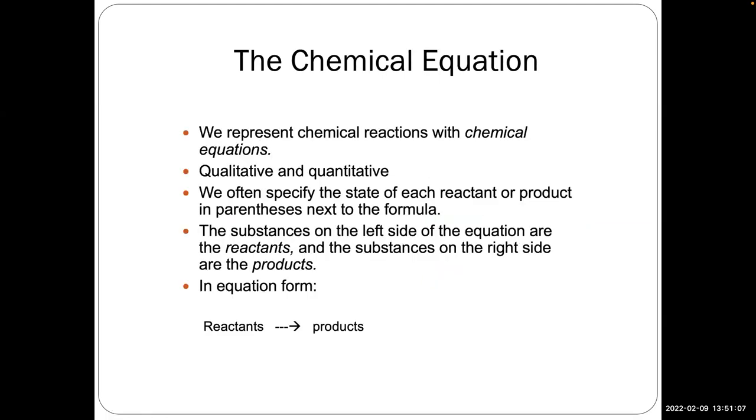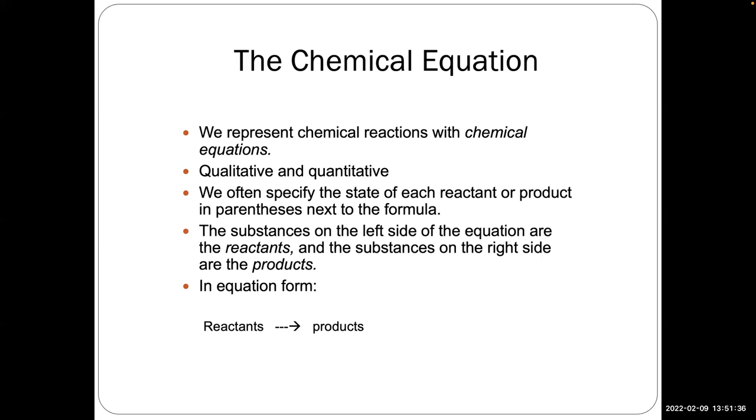All right, so a chemical equation. We can represent chemical reactions with what are called chemical equations. They have both qualitative and quantitative information. Qualitative is what happened. Quantitative is the how much part. We're not going to do a lot of quantitative chemistry in this class. We're not going to do a lot of the math, but we are going to do a lot of the qualitative, and we'll do a little bit of the quantitative.